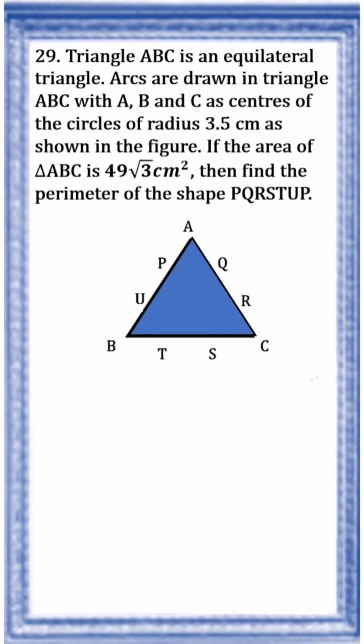This is an equilateral triangle with each angle equal to 60 degrees. You know why it is an equilateral triangle: all angles are equal to each other, 60, 60, 60. Now this is one arc, another arc, this is three arcs with A, B and C as centers. Now we have to calculate the perimeter of this shape.